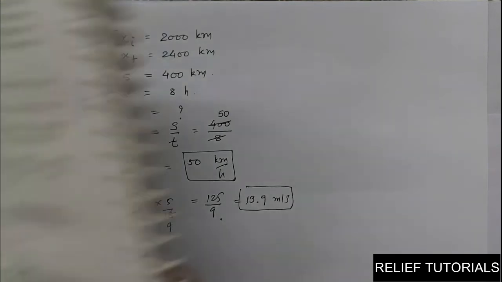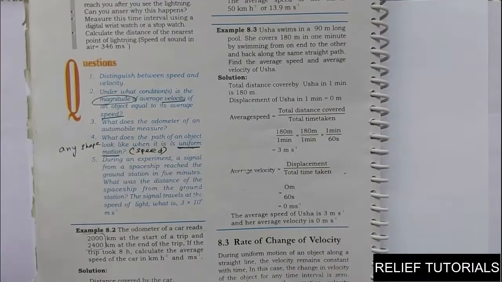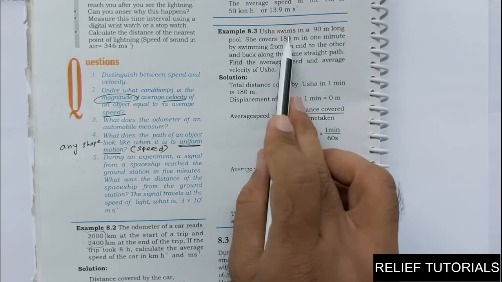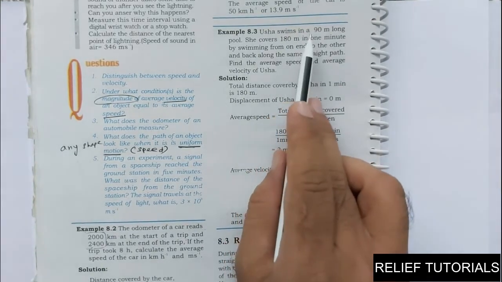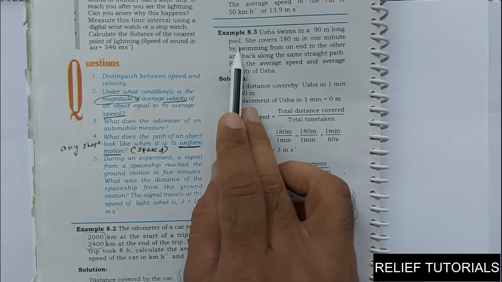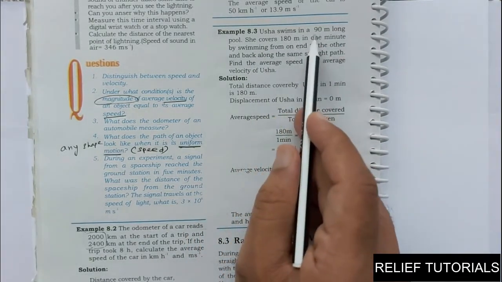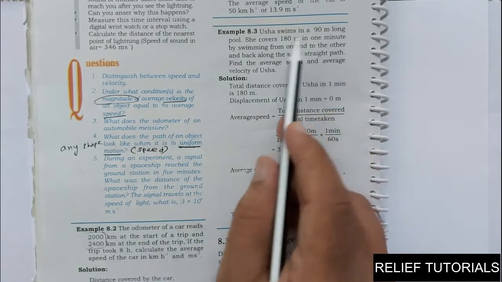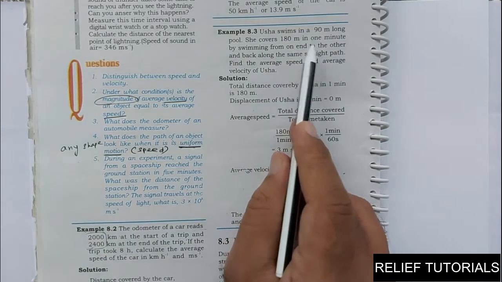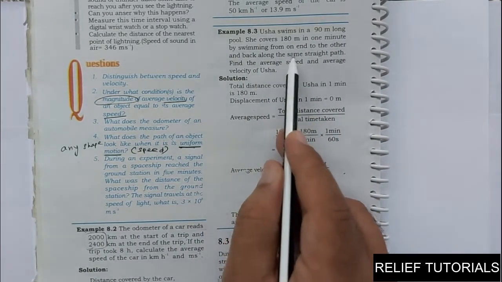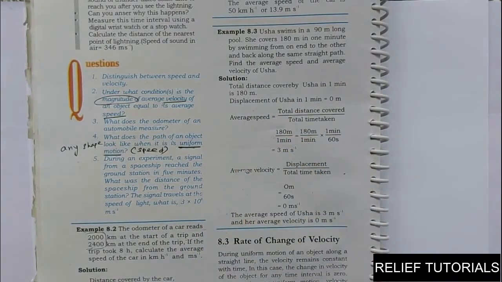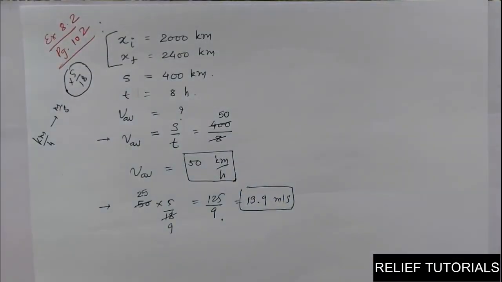Next, example number 8.3. Look at this. Usha swims in a 90 meter long swimming pool. So the length of the swimming pool is 90 meter. She covers 180 meter in 1 minute by swimming from one end to the other and back along the same straight path. Find the average speed and average velocity of Usha.